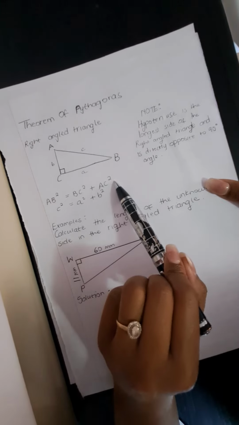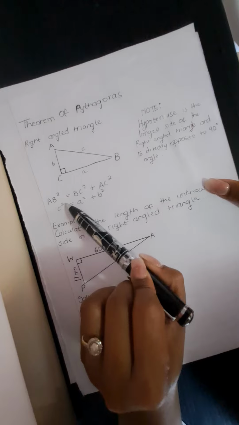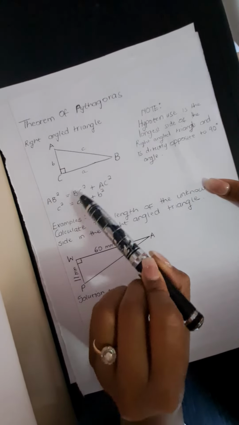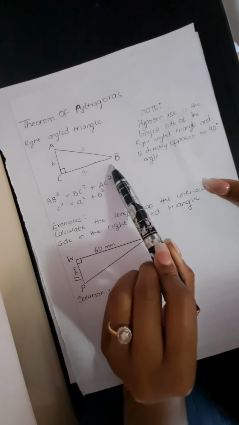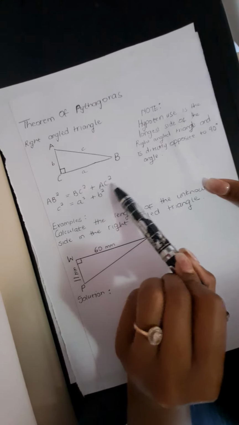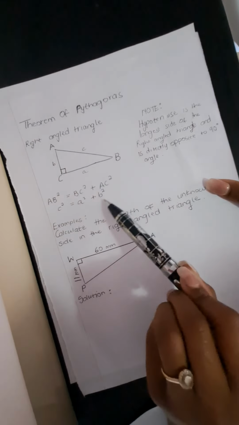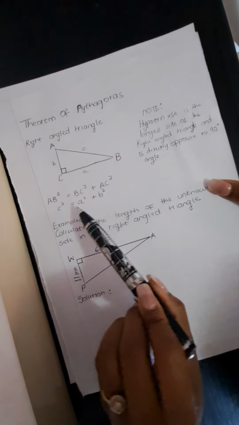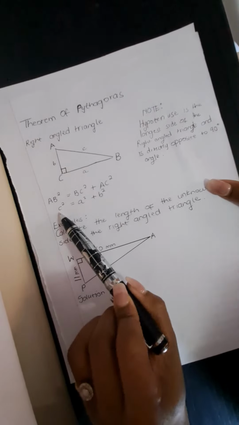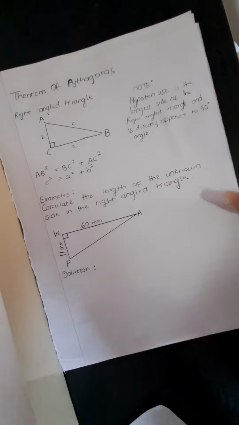Or if you choose to use small letters, you can see that side AB is your c. So you can say c squared, which is your hypotenuse, equals, instead of having BC, you can just say a squared. And then instead of having AC, you can just say b squared. You always start with your hypotenuse. All right, let's work on our example.